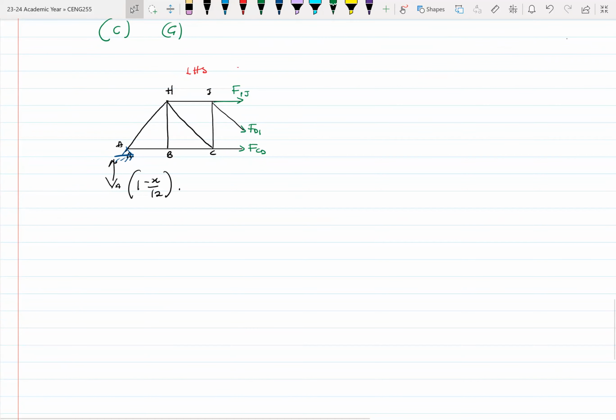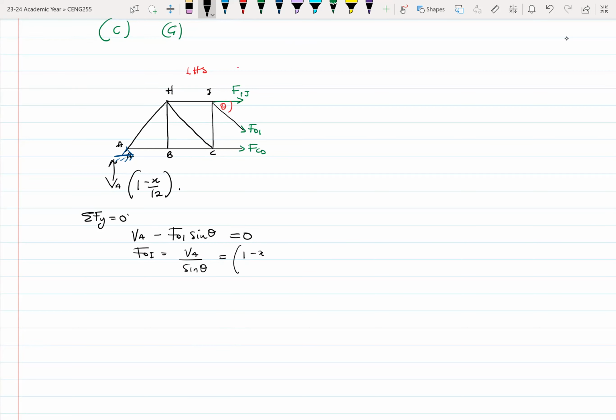So here's our angle theta, at least that we have already established. So let's say summation of vertical forces equals 0. So we have VA, which is moving upwards, minus the vertical component of FDI, because that one is going downwards, so you get this. All right. So our FDI is equal to VA over sine theta. So it becomes 1 minus X over 12 times 5 over 4. So this becomes your equation.